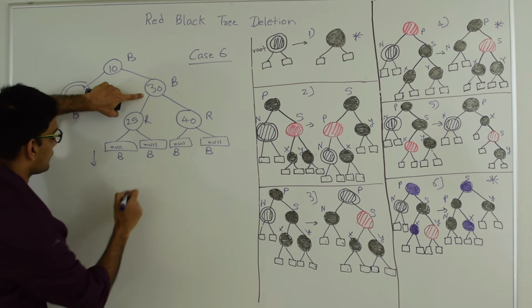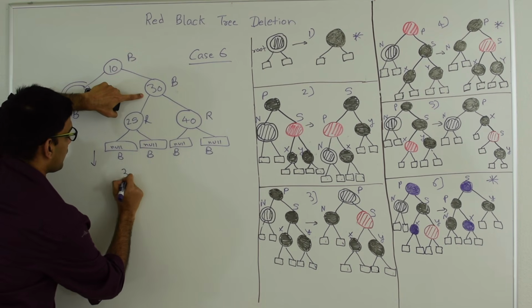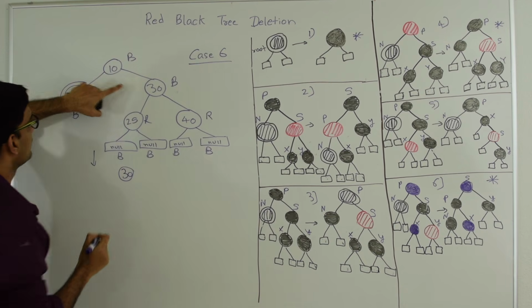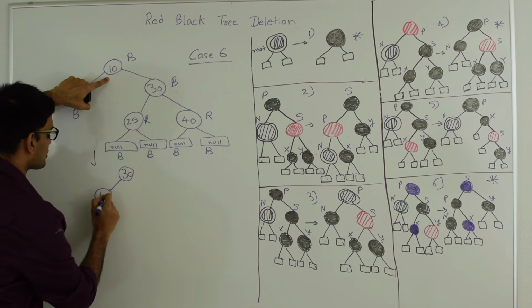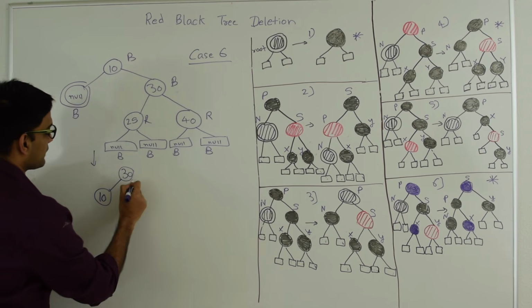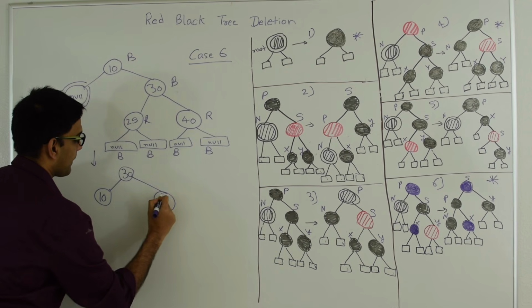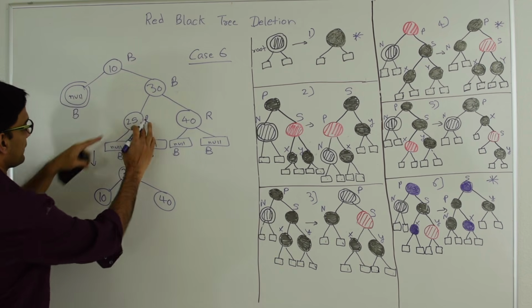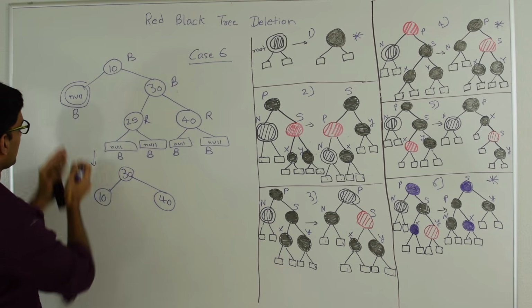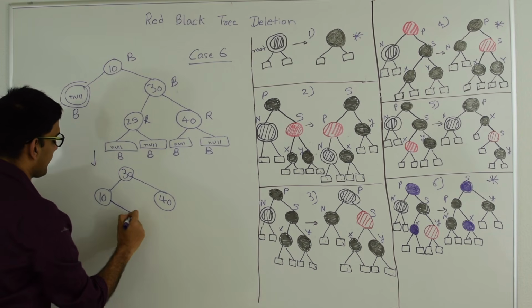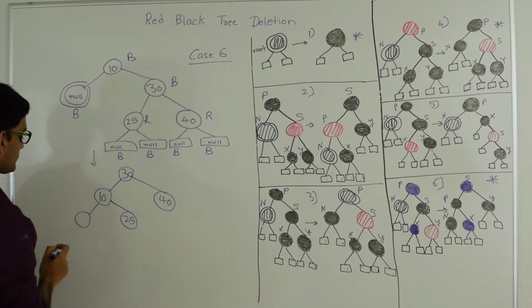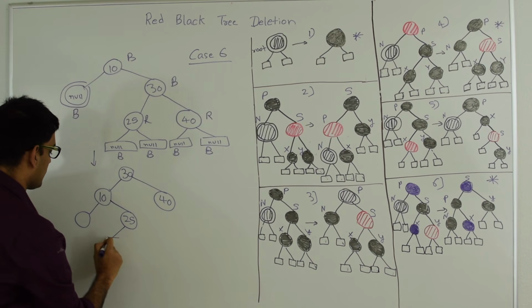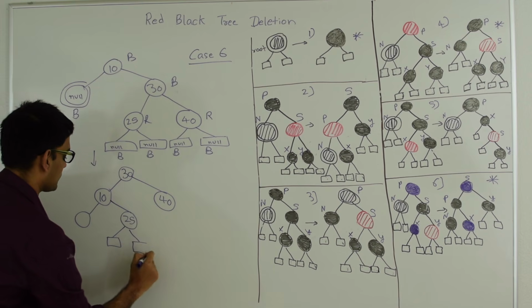So 30 becomes the new root of my red black tree. 10 will become its left child. 40 will continue to be its right child. 25, which was the left child of 30, will now become the right child of 10. And null stays as is. And they have their own null nodes.